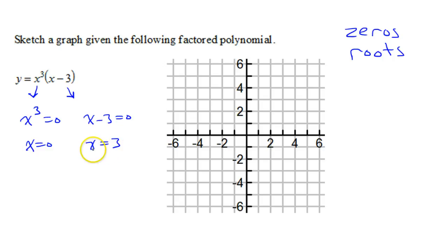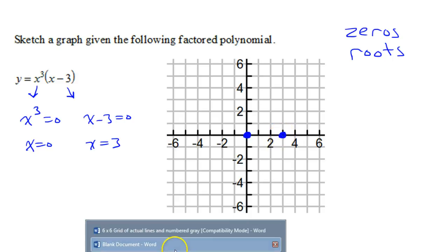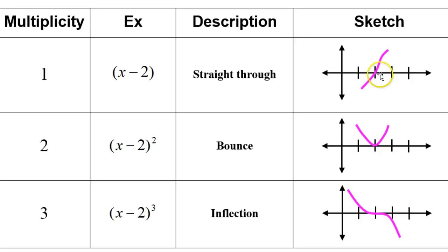So these will be my x-intercepts, 0 and 3. Now we know that we can tell the behavior of the graph at the x-intercept depending on the multiplicity of the factor. A single factor, the graph just passes straight through the intercept. A double factor, there's a bounce, like this. A triple factor, there's an inflection, where it sort of flattens out and then goes on through.